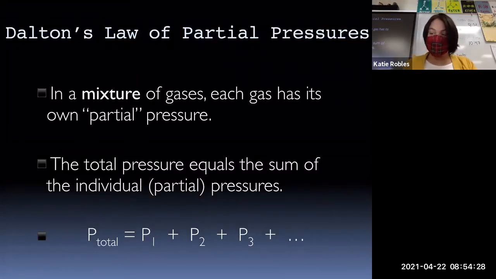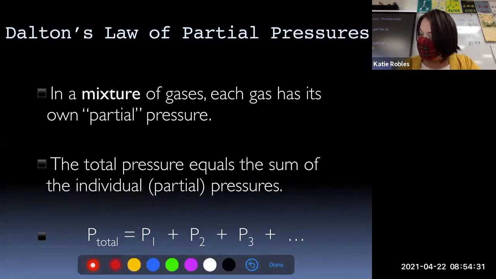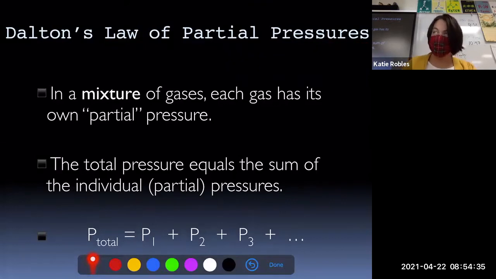Okay, so we're going to talk about Dalton's law of partial pressure, okay? Sounds kind of scary. If you'll remember, John Dalton was one of the people we talked about at the beginning of the year that discovered the atom. But now we're going to talk about his work with gases.